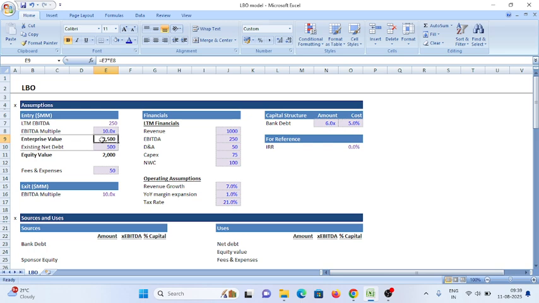Hi, let's build an LBO model today. It's a basic LBO model. It's much simpler than the advanced LBO model that we have in a separate video.